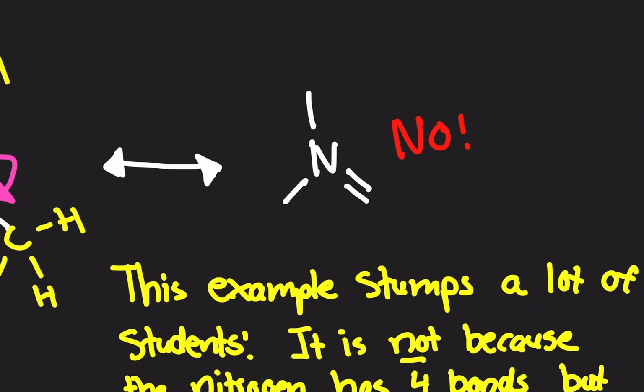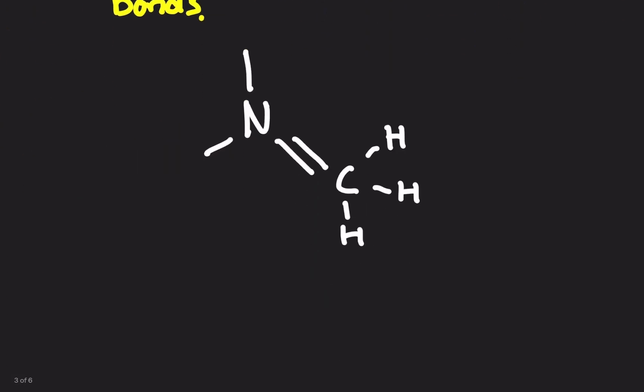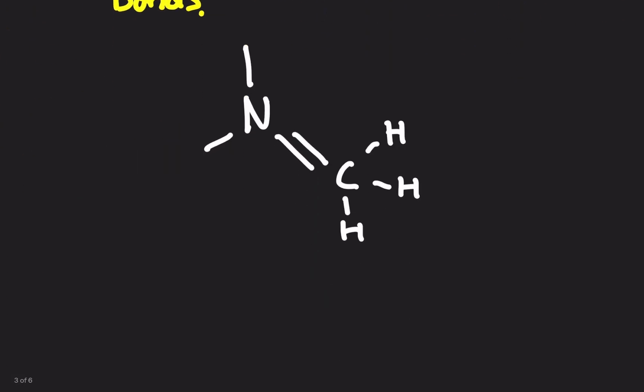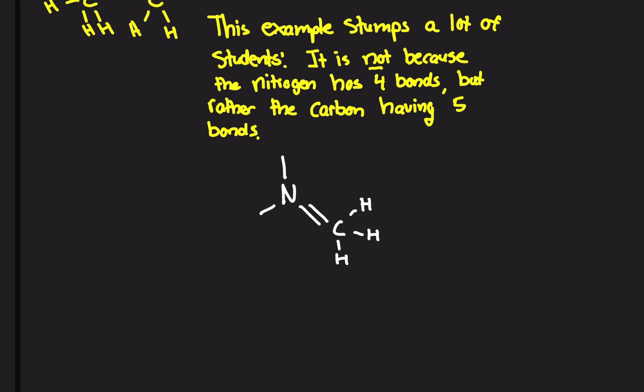So if we form this double bond like this, carbon has too many bonds because it has those 3 hydrogens, the original bond, and then the double bond we've created. So it has 5. That's not allowed. So this is not acceptable.